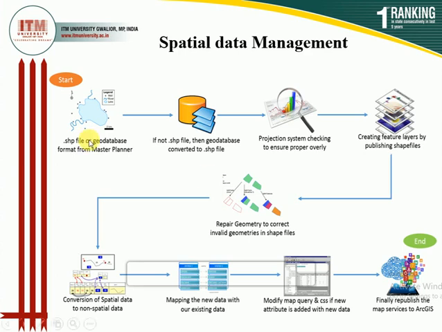Now we can see what happens in the spatial database management system. Suppose this is the digitalized form of a particular primary or secondary data. In the GIS system, all types of vector data are stored in shapefile, and both vector and raster data are available in geodatabase format. If it's not a shapefile, then the geodatabase is converted into shapefile. Then this database is entered in a particular computer server or map server. After then, a projection of that shapefile is made.